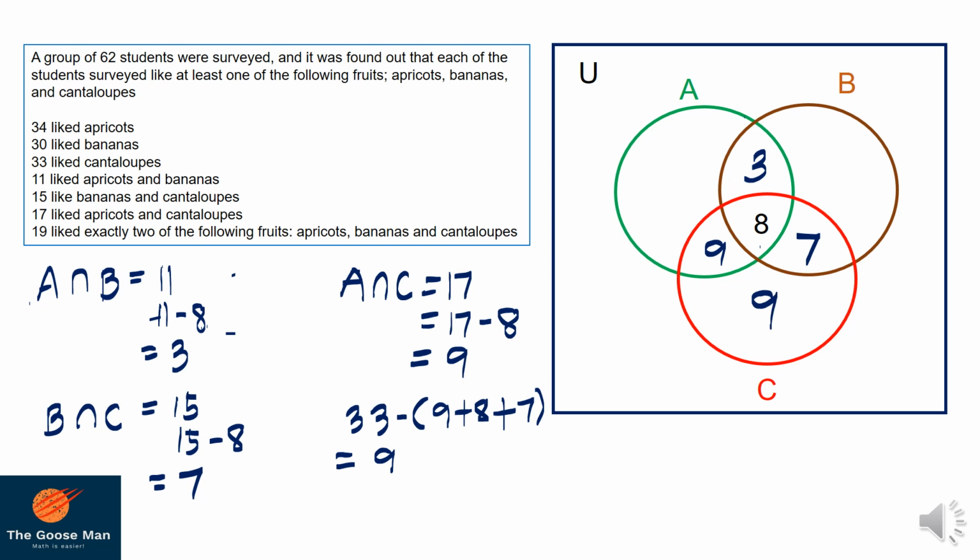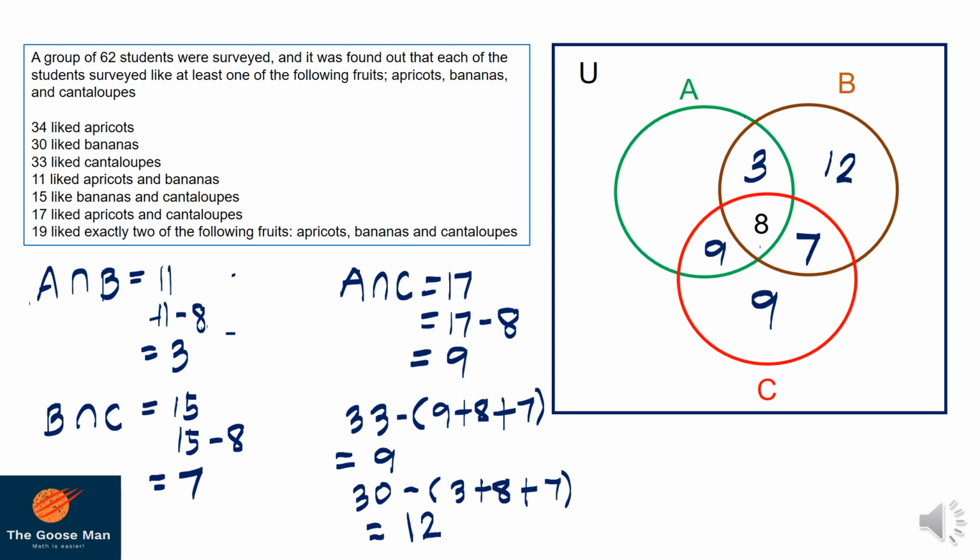Next, 30 like bananas. So this area is equal to 30. But I have already 3, 8, and 7. Now to get the bananas only, I can write 30 minus the sum of 3 plus 8 plus 7. This will give me a value of 12. So I can write here 12 for bananas only.